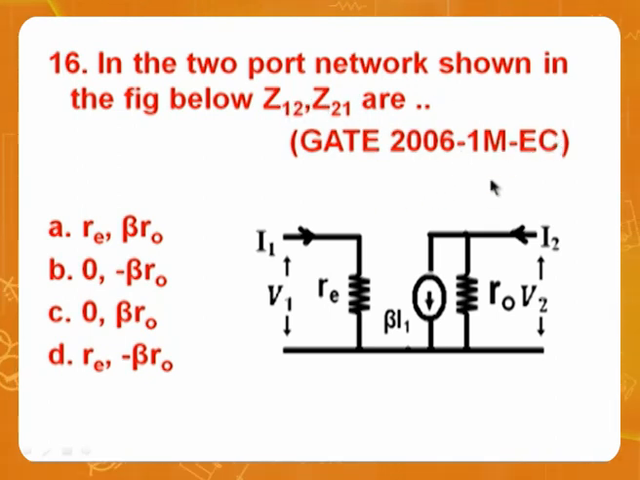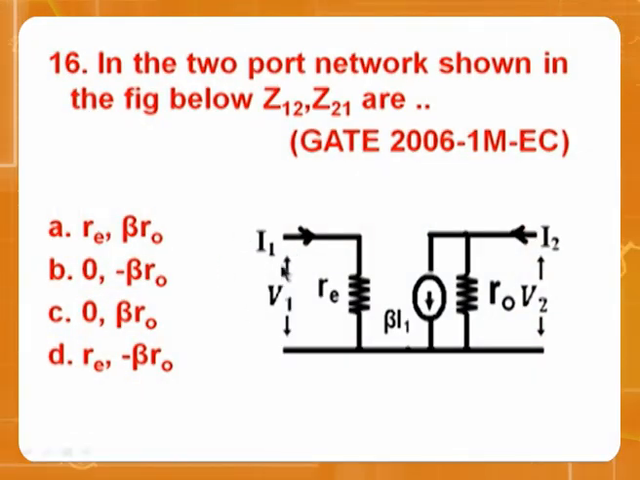2006, 1 mark. Such a big question, you may feel 1 mark is very less. Don't worry. It has only two ways. Simply apply KVL here, apply KCL here. Don't try to remember any procedure. That is 0, this is 0, this is 0. Just apply.